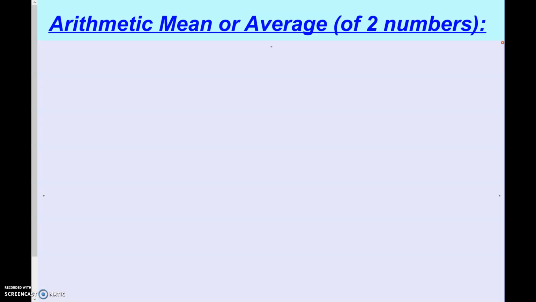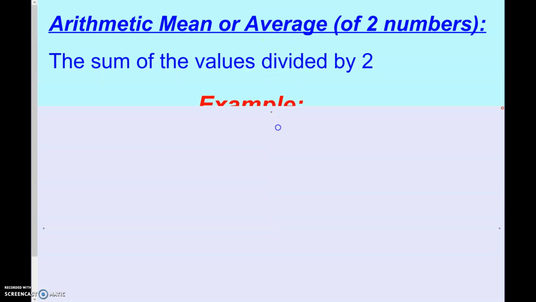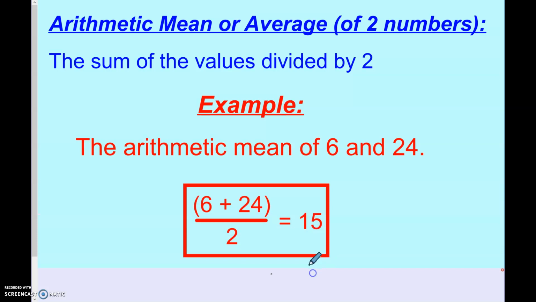All right, so you guys know how to find the arithmetic mean, or average, of two numbers: we add them up and divide by 2. So if we take 6 plus 24 and we divide by 2, we get 15. Okay, so that's the arithmetic mean.